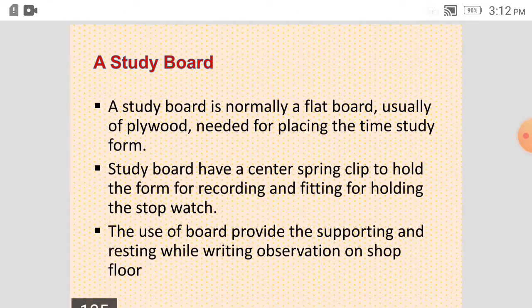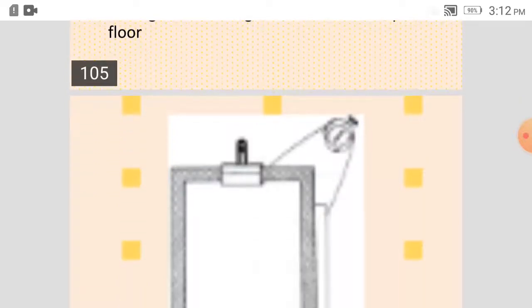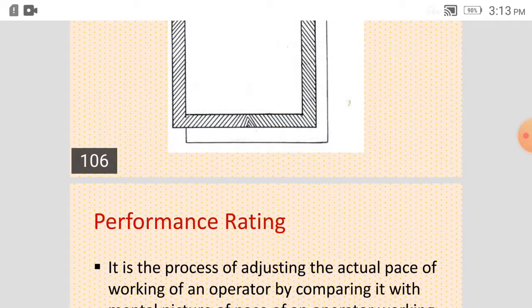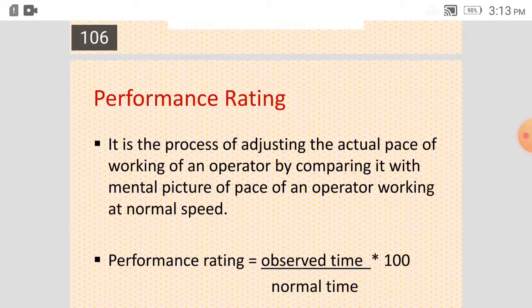Study board is there. It is a flat board, usually of plywood, and it can hold a stopwatch. The stopwatch can be attached to that study board, and it will be easier to note the time, and we can put the time on this paper which is attached on the study board. Then next is performance rating.